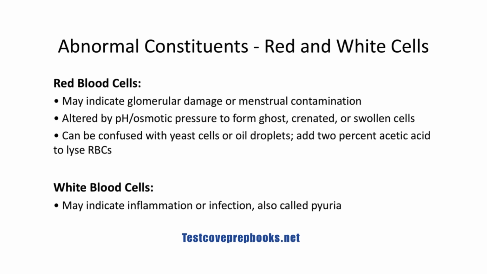Red blood cells in urine may indicate glomerular damage or menstrual contamination. They can be altered by pH and osmotic pressure, forming ghost cells, crenated cells, or swollen cells. They may also be mistaken for yeast cells or oil droplets, but adding 2% acetic acid will lyse red blood cells and help distinguish them. White blood cells in urine may indicate inflammation or infection, a condition known as pyuria.